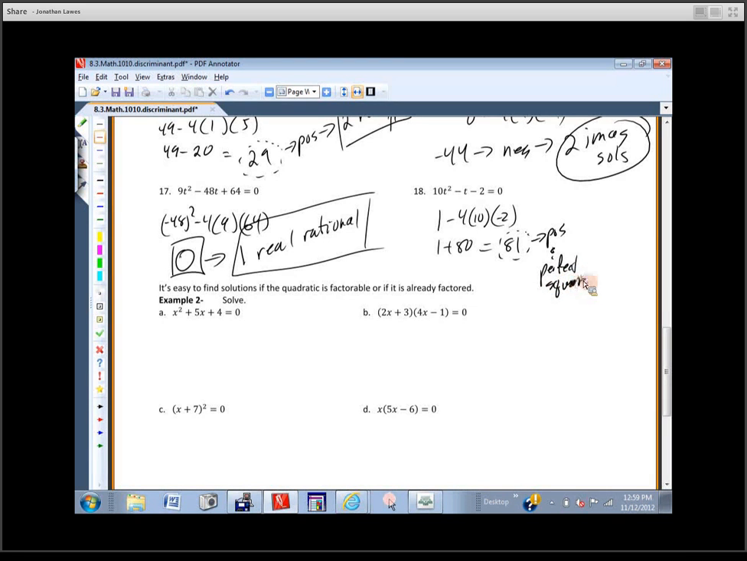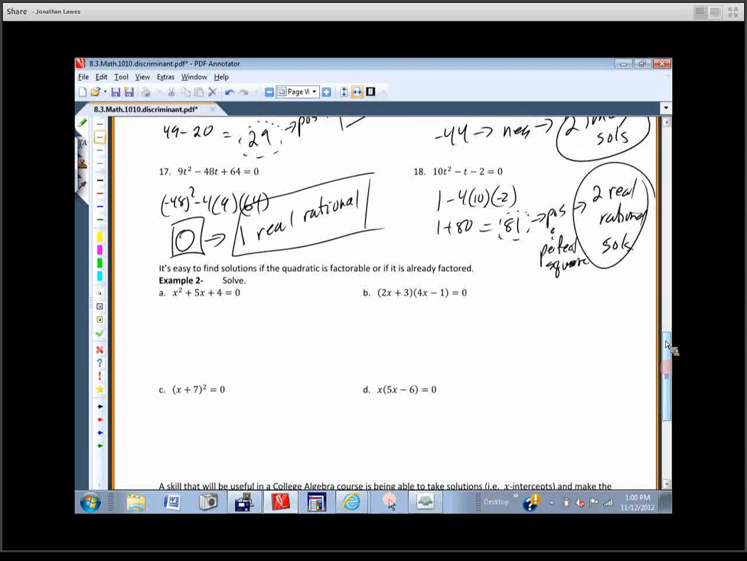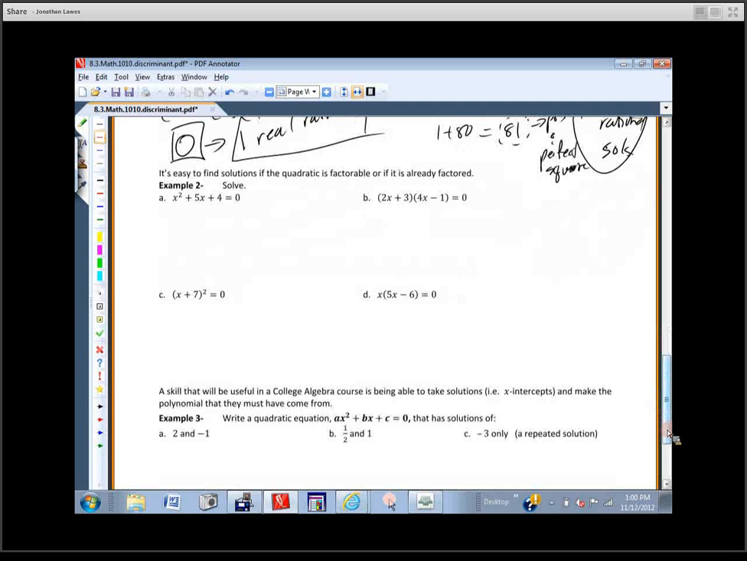So what does that mean? 2 real rational solutions. Okay? So that means it crosses the x-axis in 2 nice places, or reasonably nice. All right, fractions aren't your favorite, but that's the way it is. Get used to it. Okay, any questions?